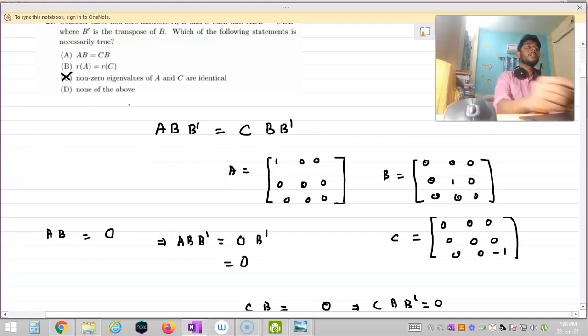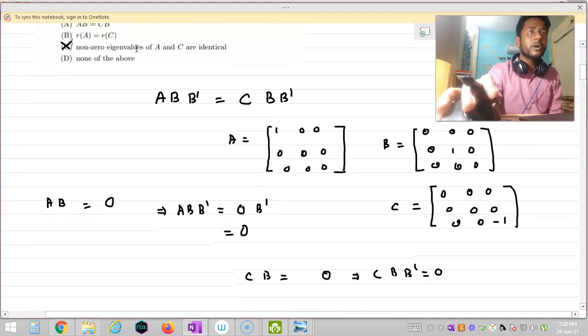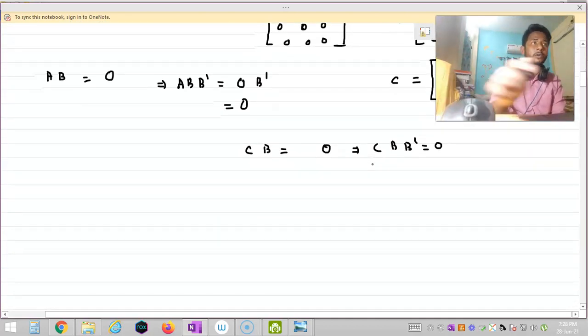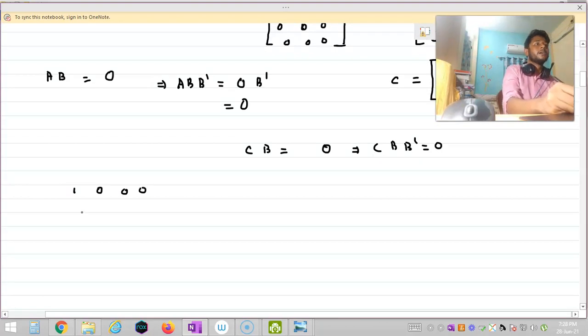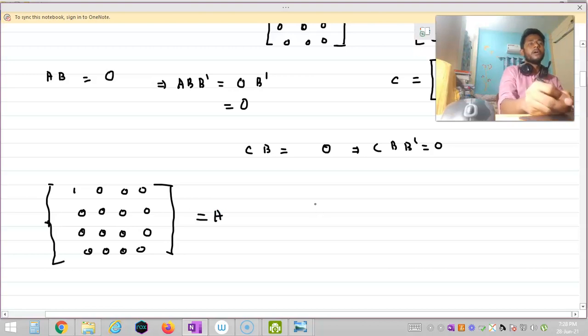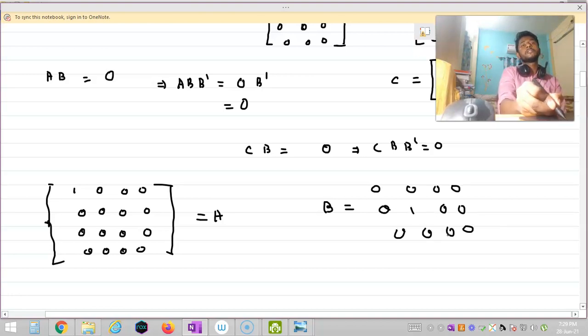Now let us talk about option B. Just observe this matrix. From this concept I can consider a 4x4 matrix A equal to [1 0 0 0; 0 0 0 0; 0 0 0 0; 0 0 0 0]. This is our matrix A. I am considering the matrix B as [0 0 0 0; 0 1 0 0; 0 0 0 0; 0 0 0 0].